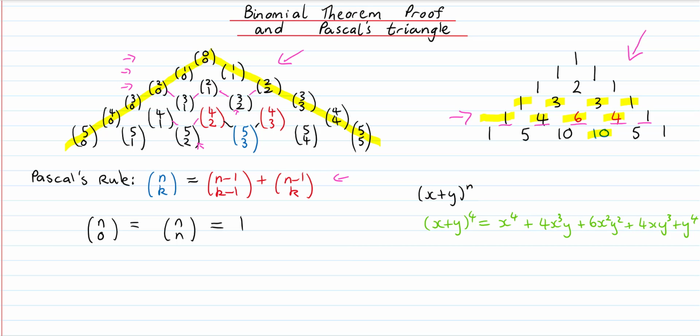So using Pascal's triangle to get the binomial coefficients is very convenient, provided n is not too large. If n is, say, 20 or 30 or something like that, well, then it's going to be very inconvenient to write out 20 or 30 rows of Pascal's triangle. But otherwise, it can actually be very useful.